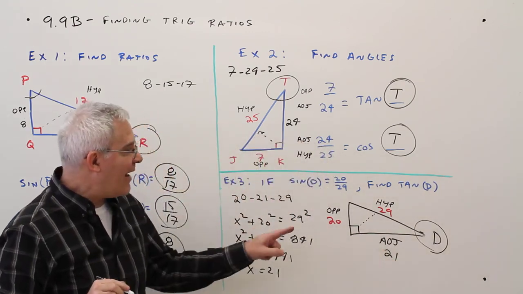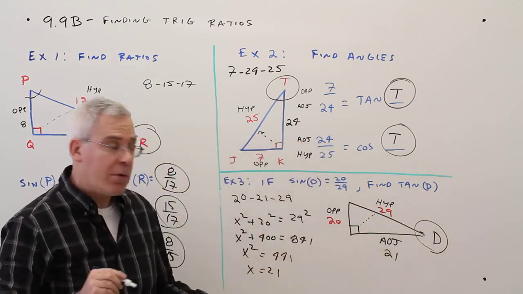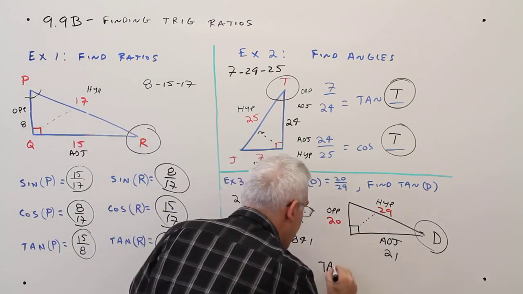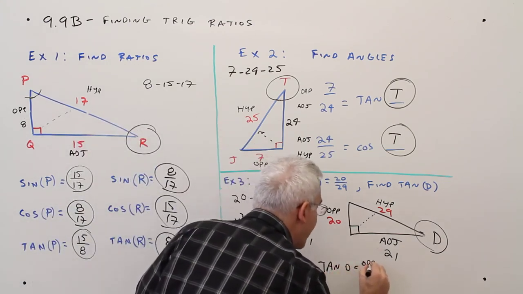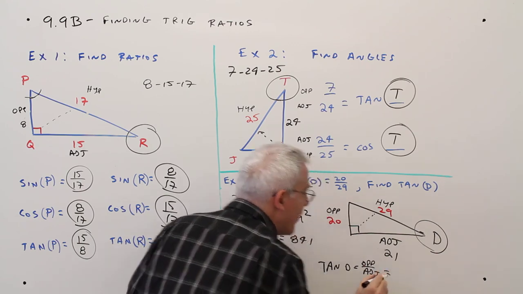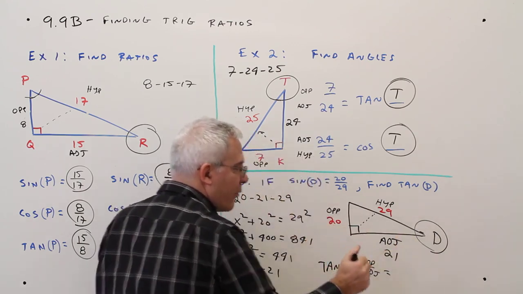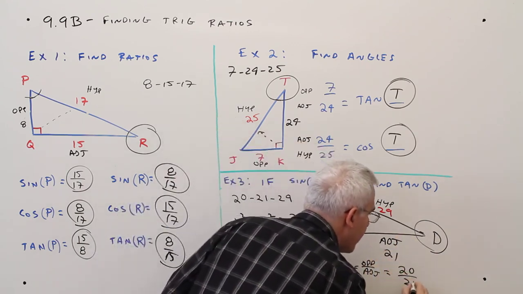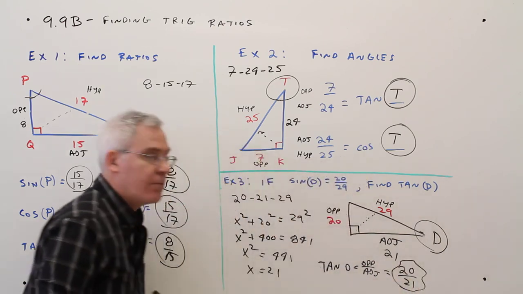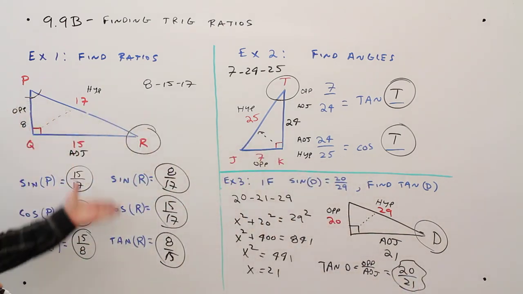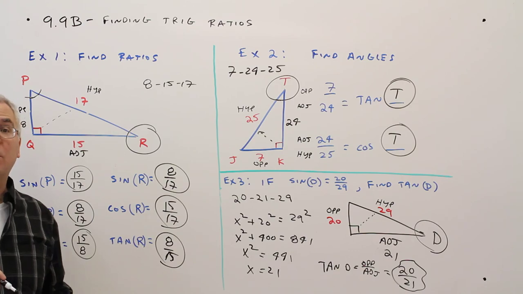So now the tangent of D is going to be opposite over adjacent, 20 over 21. So there you have it, a few examples using SOHCAHTOA.